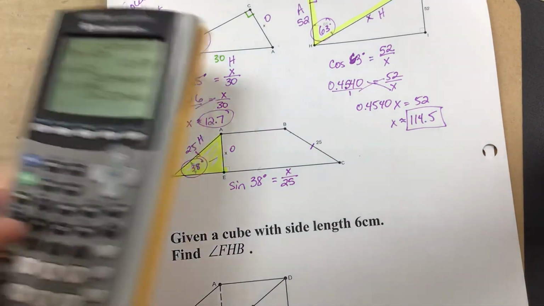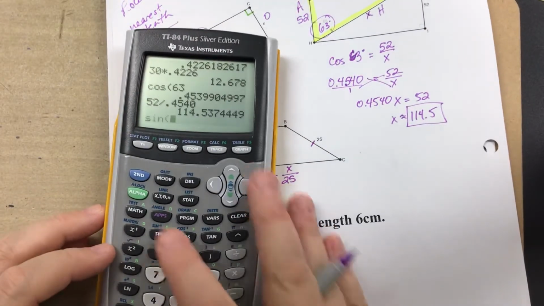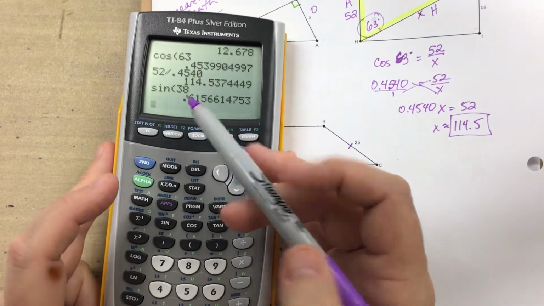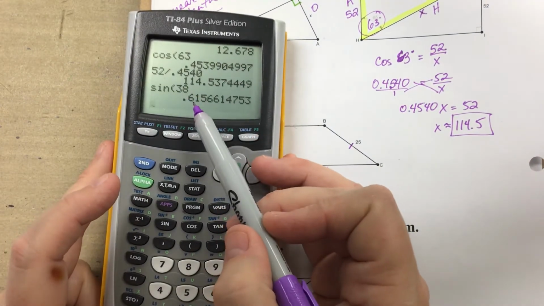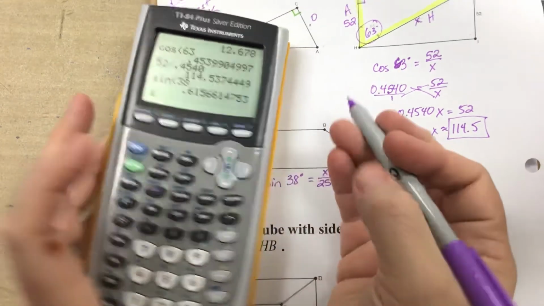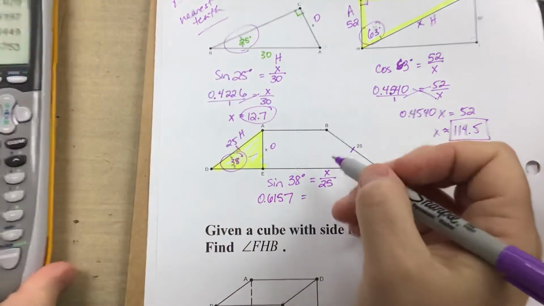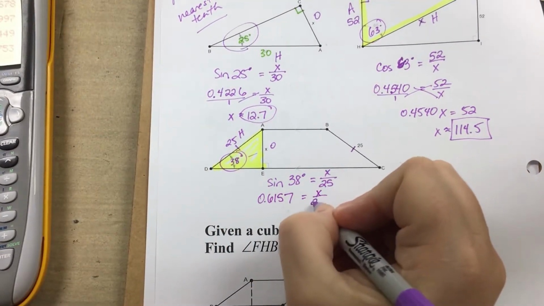So again, I'm going to take my calculator. I'm going to type in the sine of 38 degrees. So if I keep 4 places after the decimal, it's going to be 0.6157. 0.6157, again, equals x over 25.